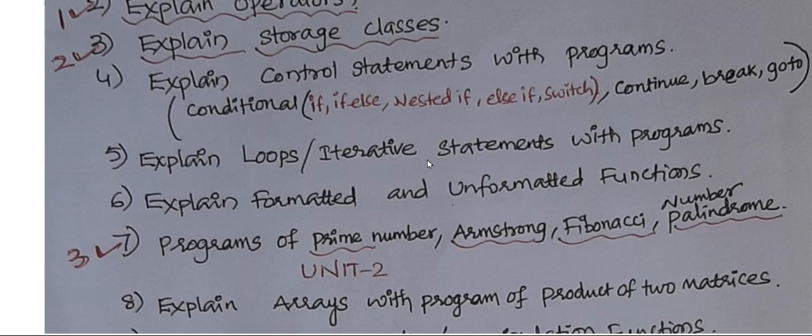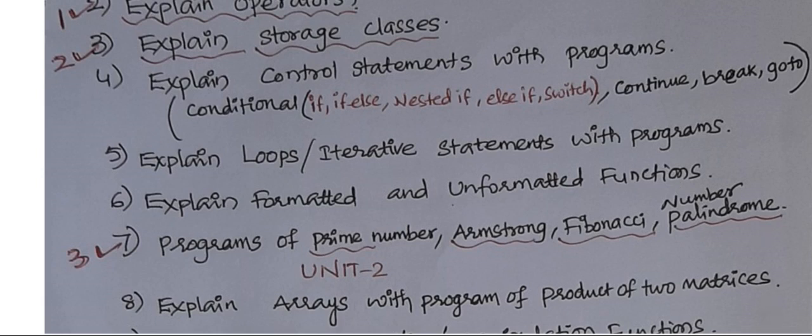For every loop: for loop, while loop, do while loop. And sometimes they may ask what's the difference between while loop and do while loop. Okay. Next, sixth question, explain formatted functions and unformatted functions. It's also an important question.